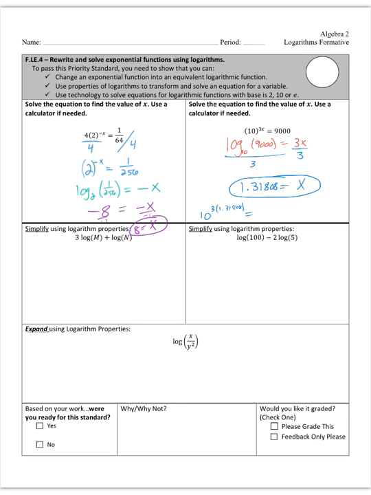Is that equal to 9,000? And if you put this into a calculator, this is our check, you would get 10 to the power of 3 times 1.31808 is 9,000.